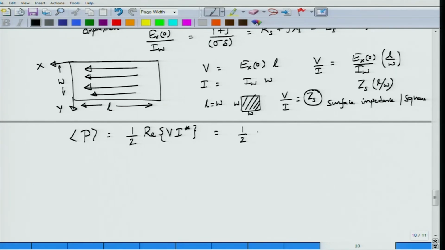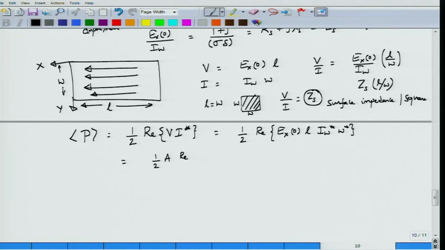So this becomes half the real part of Ex(0) into I_W complex conjugate. I know that L and W are real, therefore they can be pulled outside. So I can write this as half the area times the real part of Ex(0) into I_W complex conjugate. But I know that Ex and I_W are related through the surface impedance Zs.